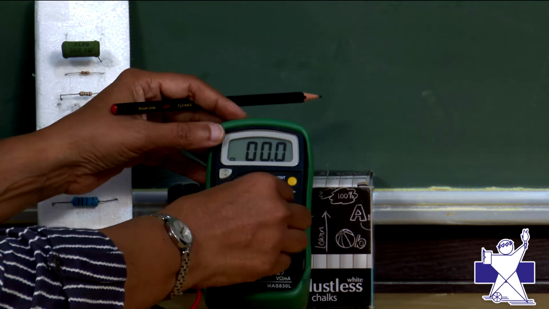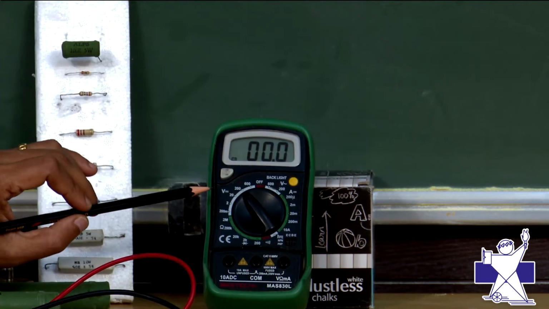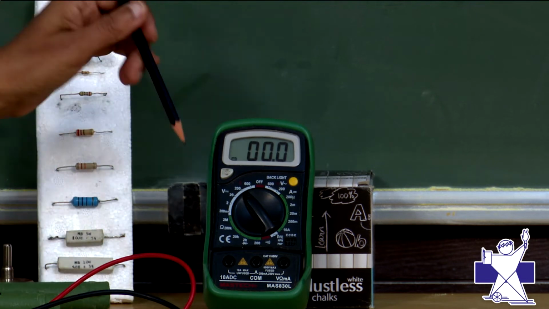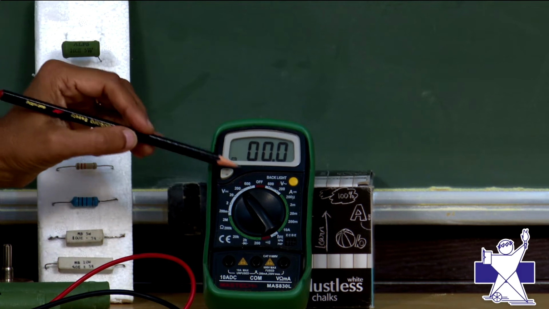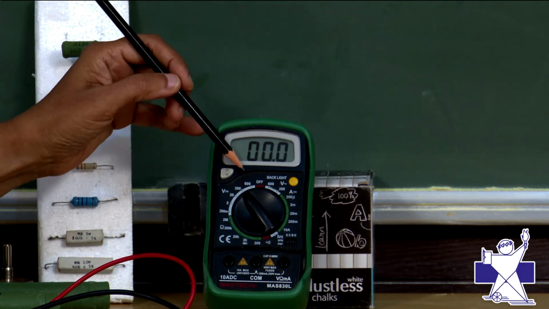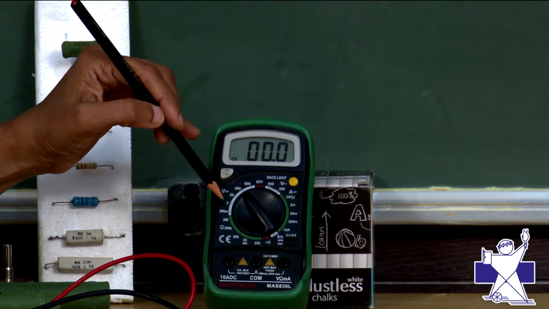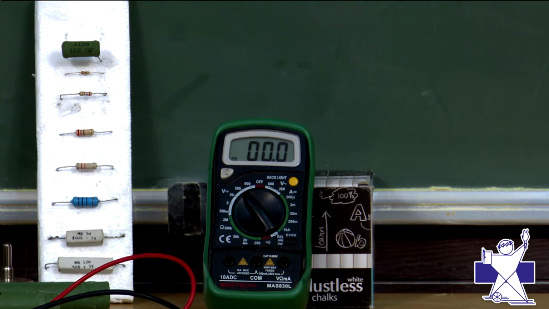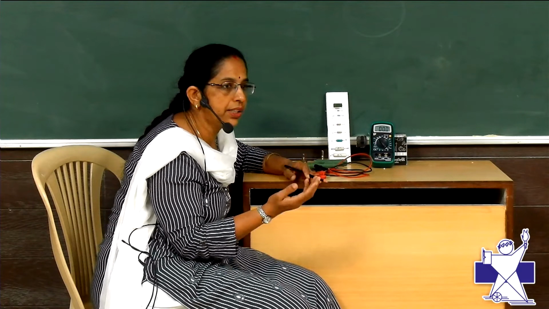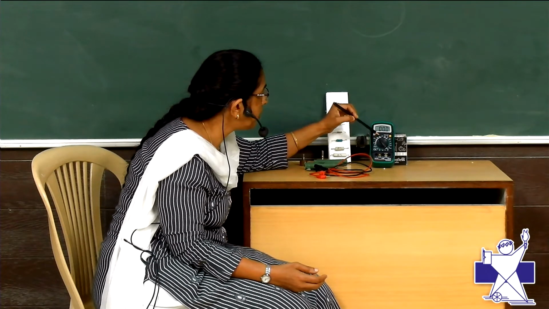And coming to this side, here you can see V is written. That means it can measure DC voltage. Again, you have different ranges: 600 volt, 200 volt, 20 volt, 2 volt and 200 millivolt. So whatever voltage range we need, we switch this knob to our requirement.